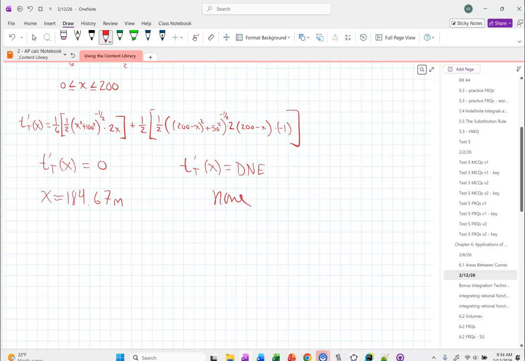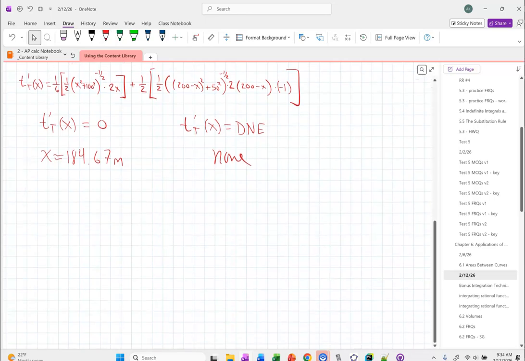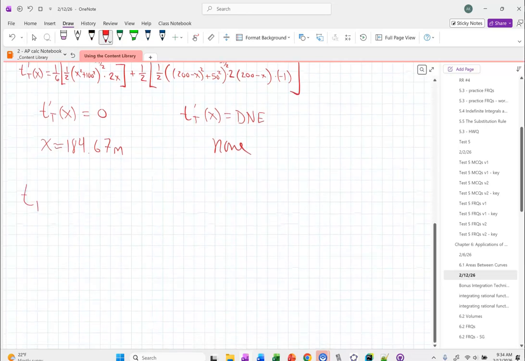My last piece now, this is a potential minimum, right? This is a distance, we still have to convert this into a time, but this is a potential location of a minimum, but it's not the only one, right? What else do I still need? The endpoints. So I have three things to check now.